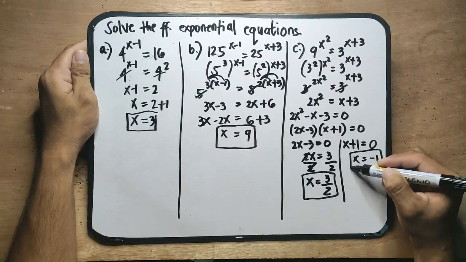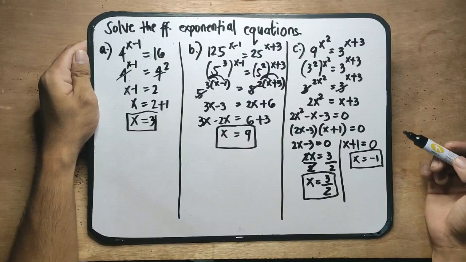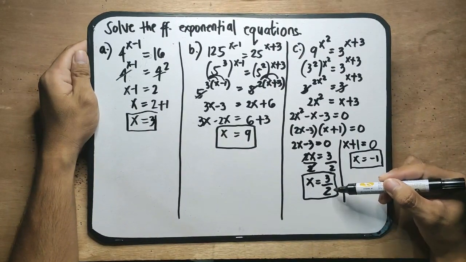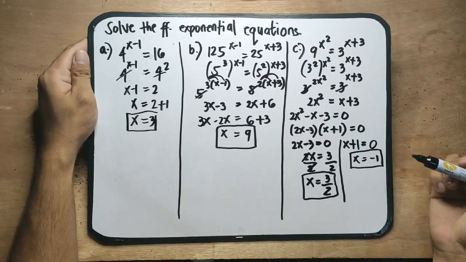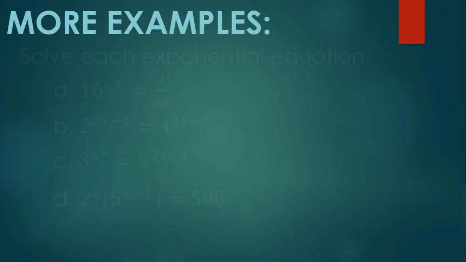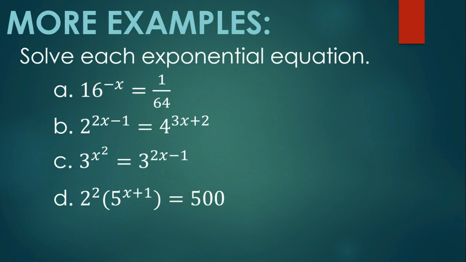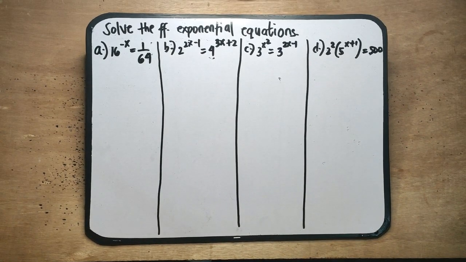So our values for x in example C are x is equal to 3 all over 2 and x is equal to negative 1. Okay? More examples. Solve each exponential equation. For the solution, watch this video. So in these examples, we solve for the following exponential equations. So the first item, we have 16 raised to negative x is equal to 1 all over 64.